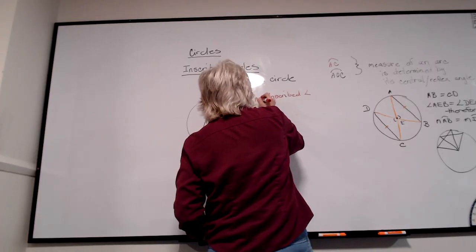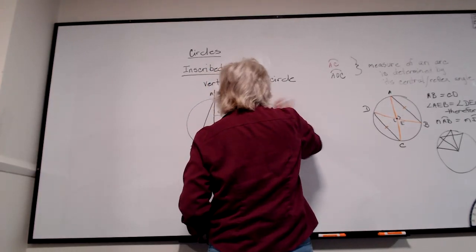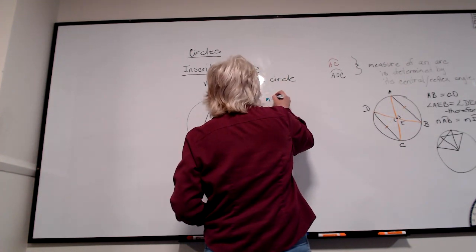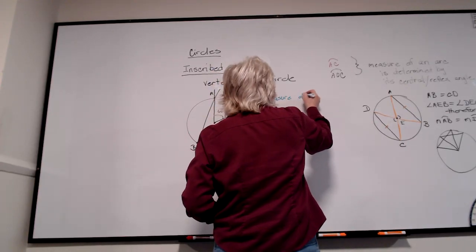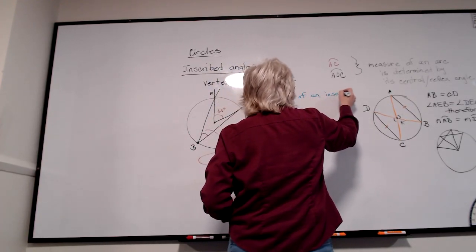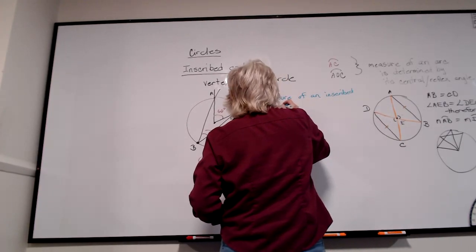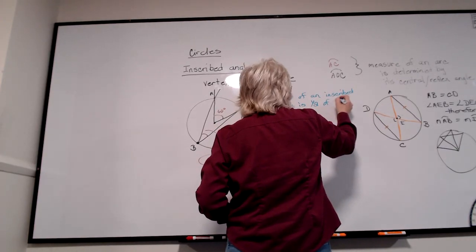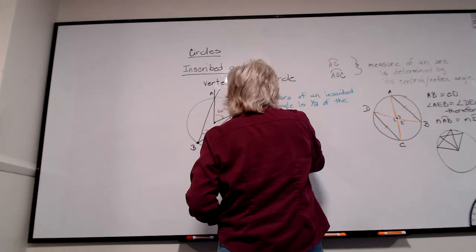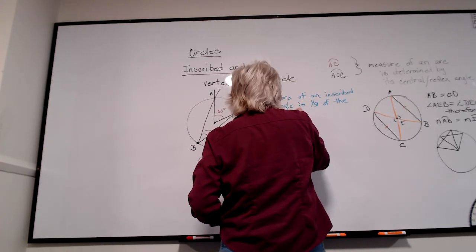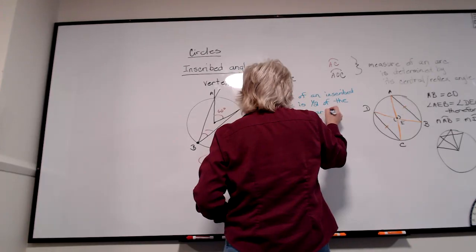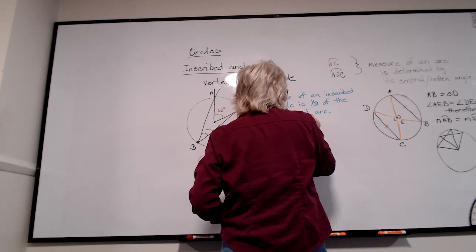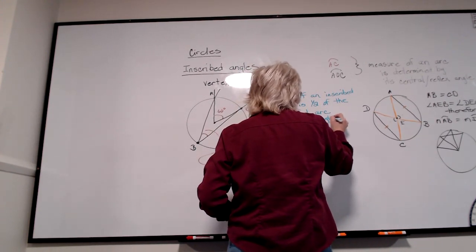Okay, let me start all over again. The measure of an inscribed angle is 1/2 of the enclosed arc, which really means it's 1/2 of the central angle of that arc.